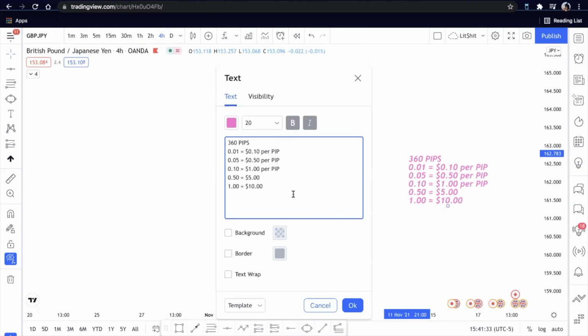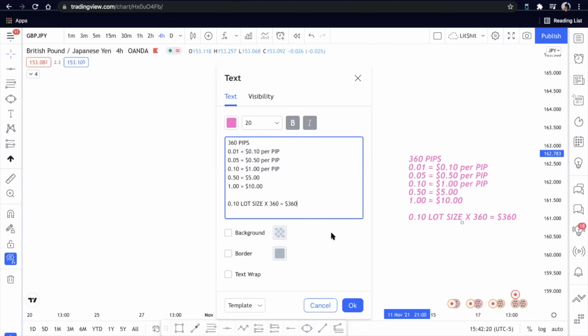Okay, so let's say with these 360 pips, we were using a 0.10 lot size times 360 pips. So remember I told you 0.10 is equivalent to $1. Okay, so if a 0.10 lot size is equivalent to $1 per pip, then that means you would have made $360 just by writing it down.